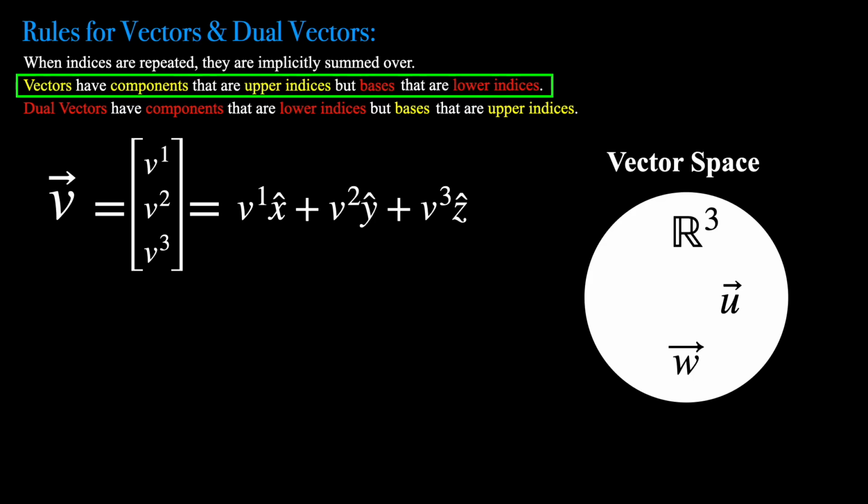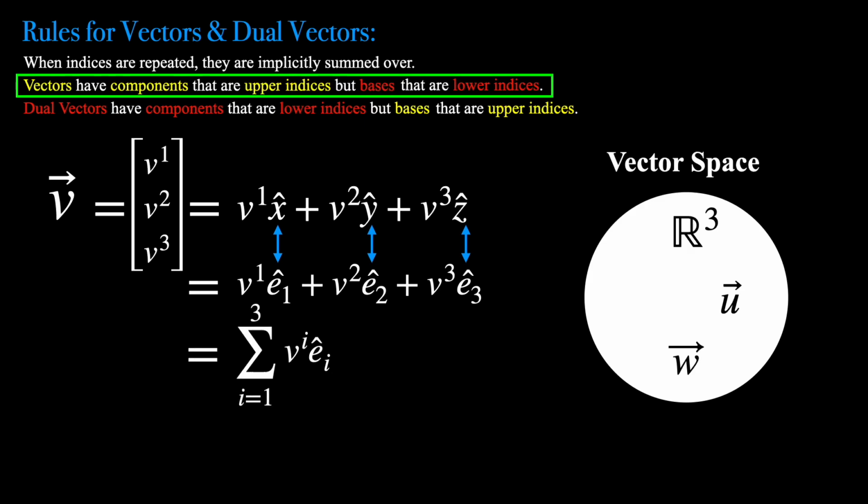Now, in order to write the bases with lower indices, we will need to introduce a new notation. We will label x hat as e1, y hat as e2, and z hat as e3. And I'd like to stress here that we have not done anything to the actual bases. We've simply introduced a new way to refer to them. The benefit to this new notation is that it allows us to write the vectors as a sum.